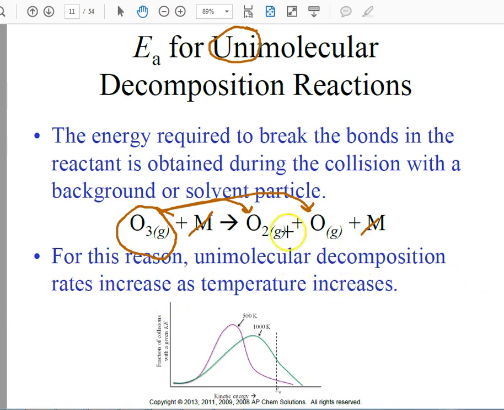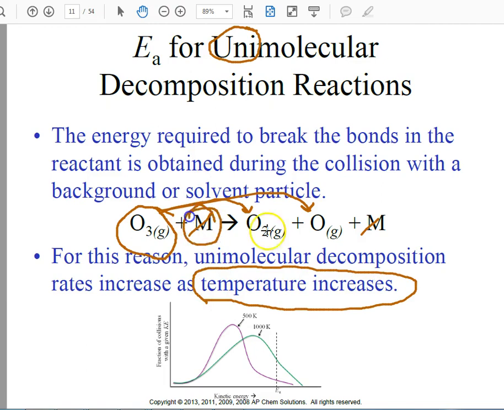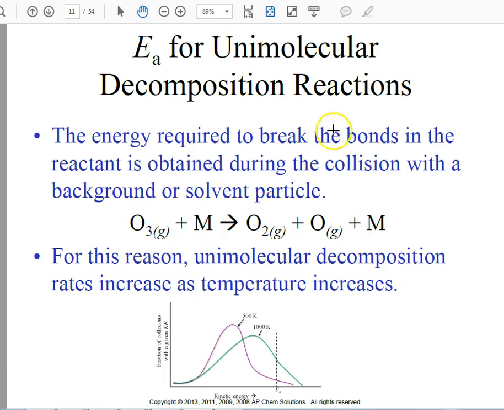For this reason, these decomposition reaction rates are going to increase as our temperature increases, because as the temperature goes up, these background molecules are moving faster. They're going to collide with that molecule we want to decompose more often and with more energy, and so that decomposition will happen more readily in those cases.